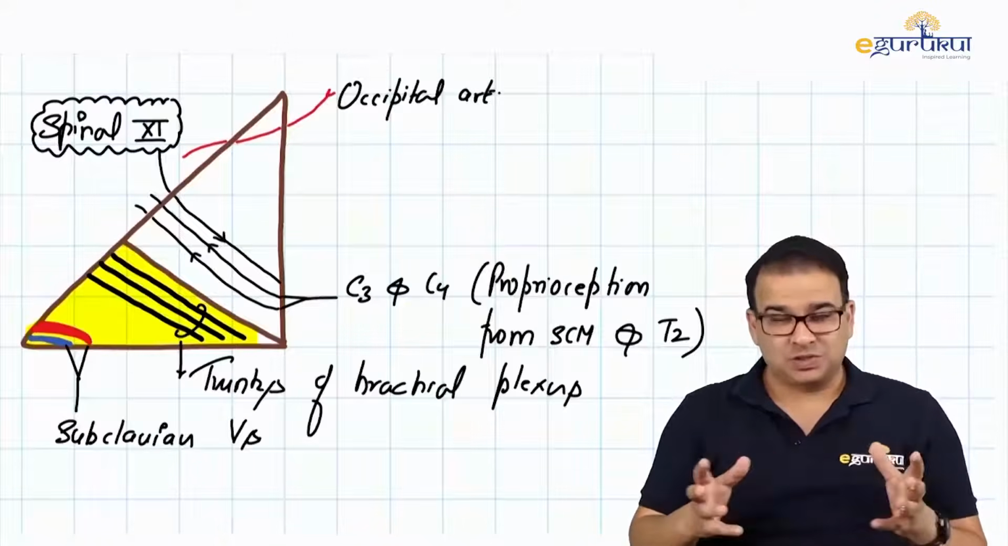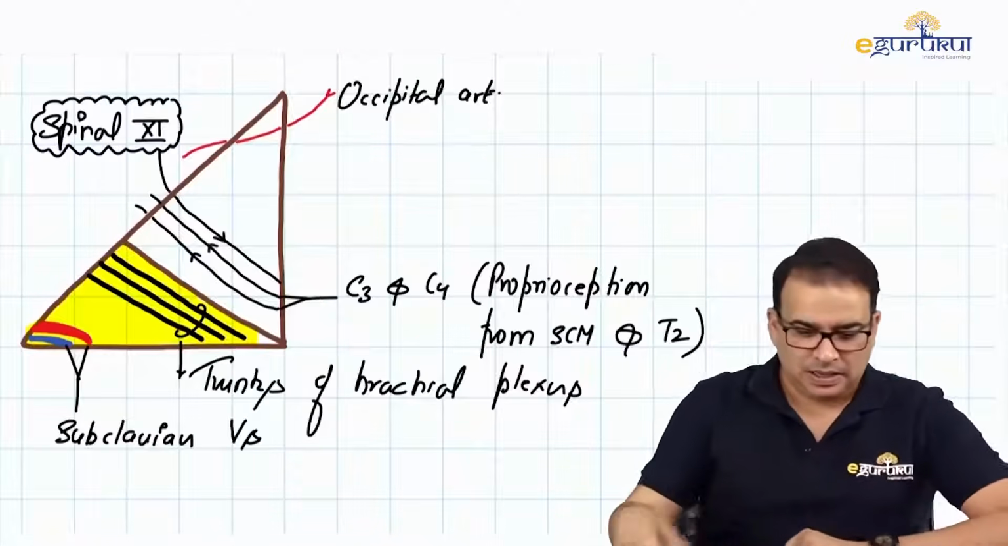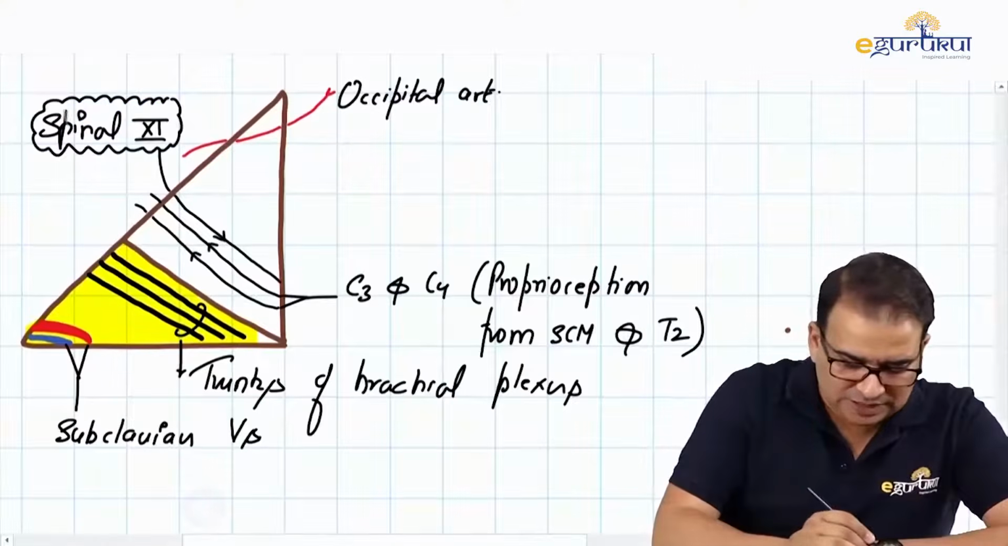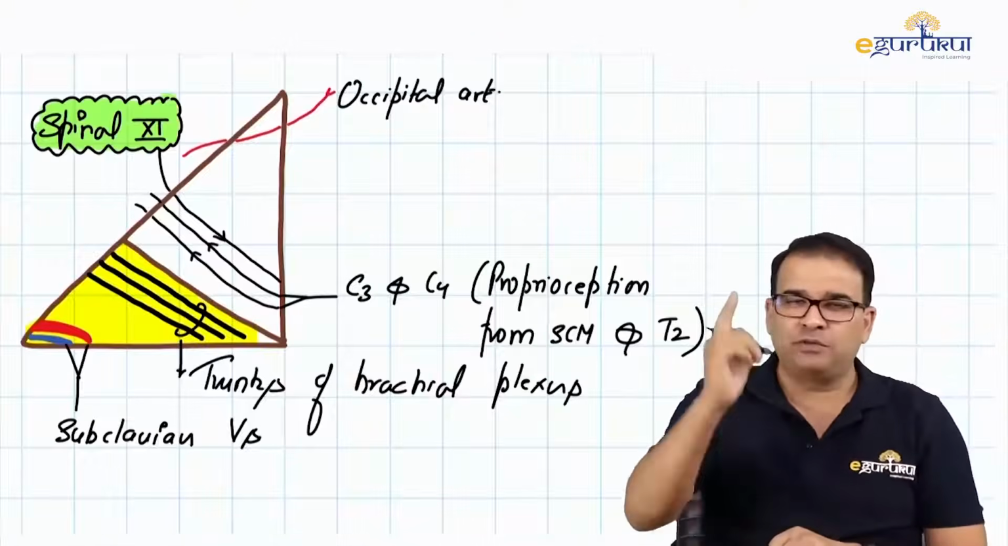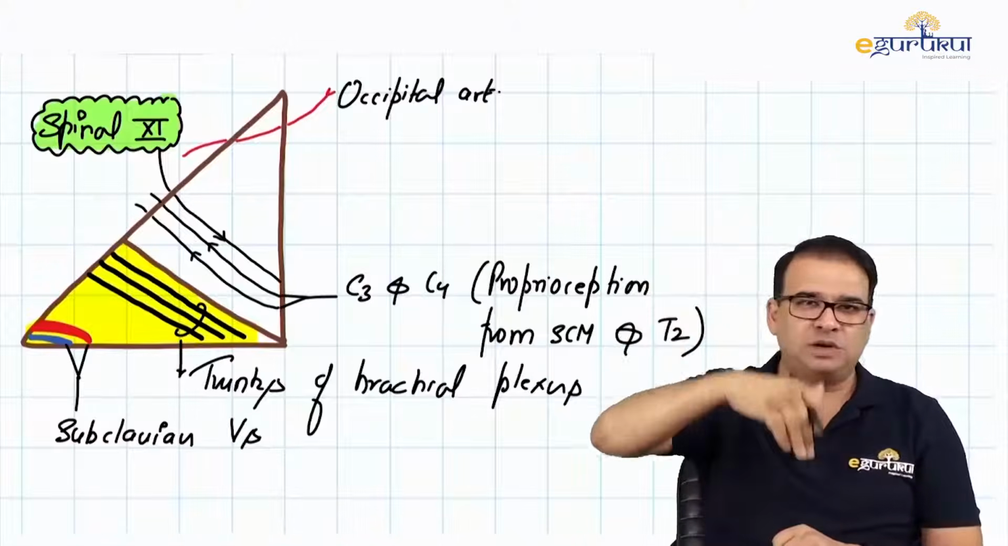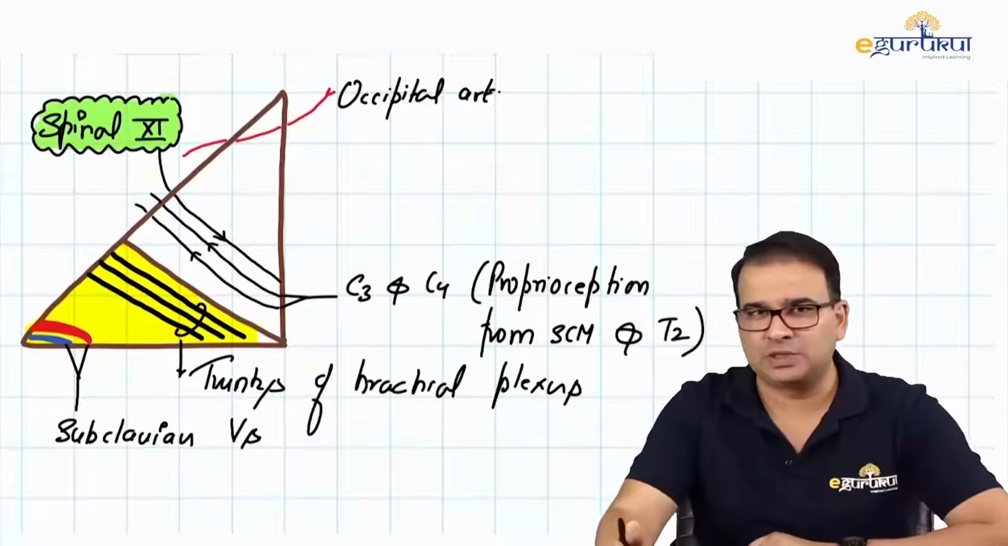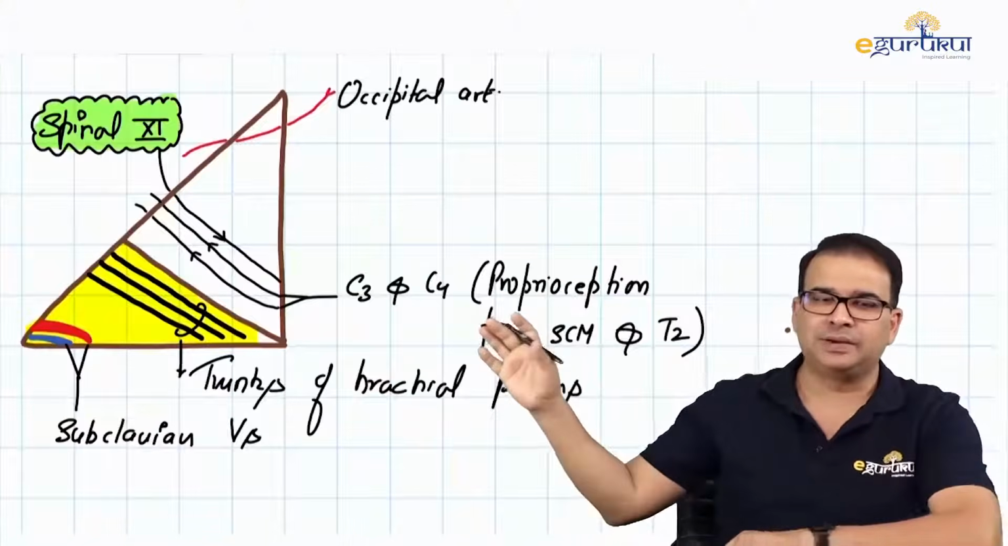Now, before I show you the structures in a picture, I want to discuss this nerve with you, that is the spinal accessory nerve. We all know about the spinal accessory nerve. It originates from C1 to C5. It goes back up through the foramen magnum, comes out of the jugular foramen, and then supplies the sternocleidomastoid and trapezius. Now, what is the importance here?